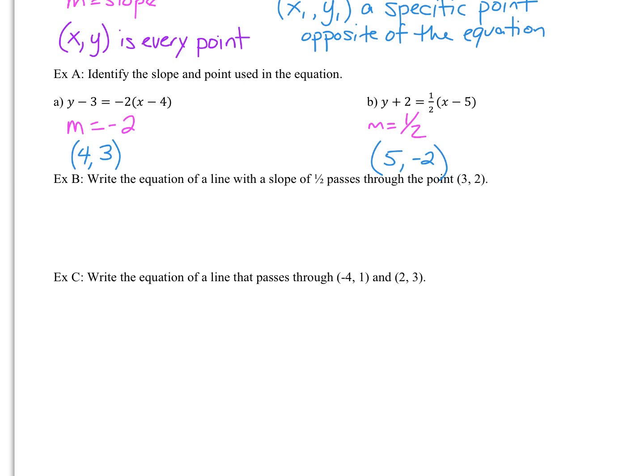All right, so now we're just going to go backwards. I've given you, for example B, it says write the equation of a line with a slope of 1/2 that passes through 3, 2. So we're just going backwards. Oh, and you know what? I just realized I have the old version open of this. I'll fix that in a second.